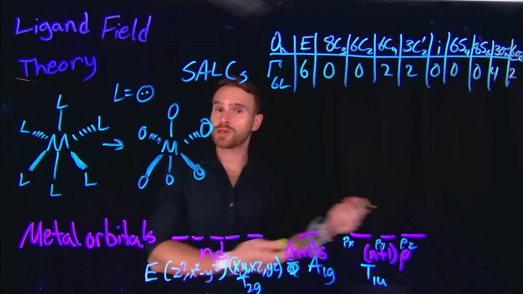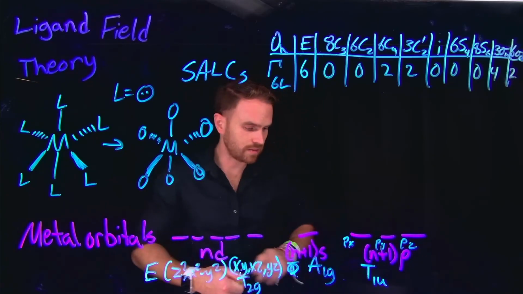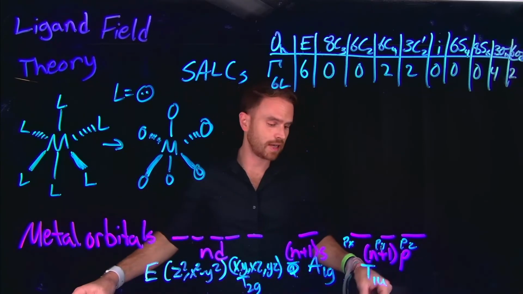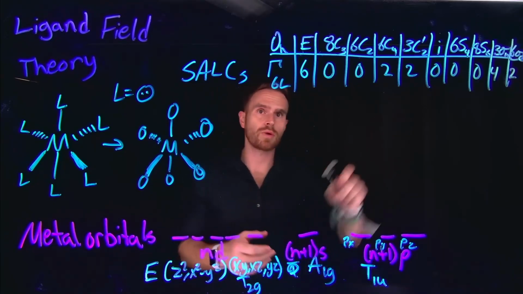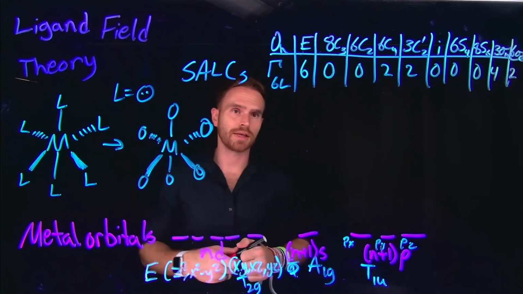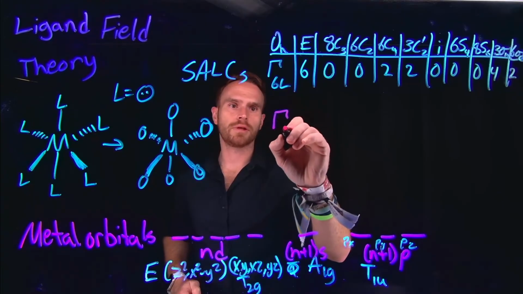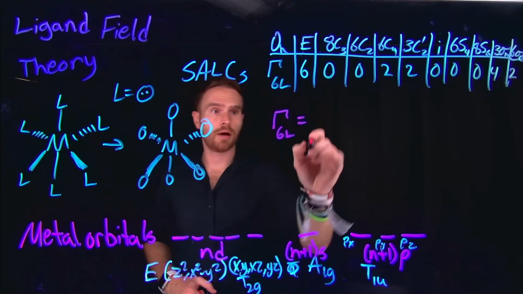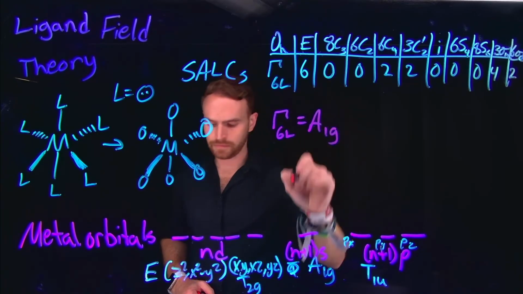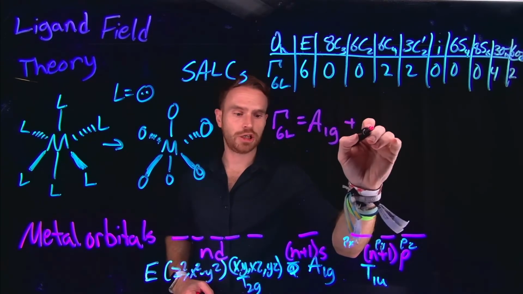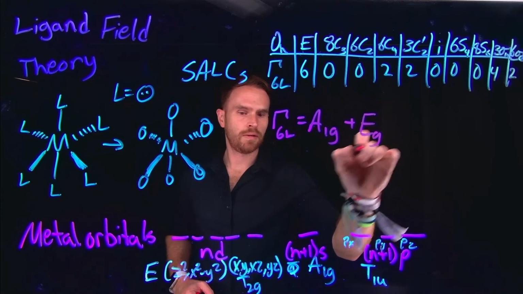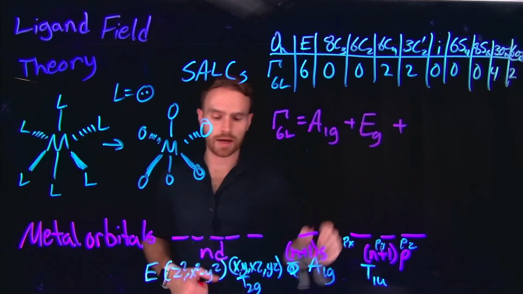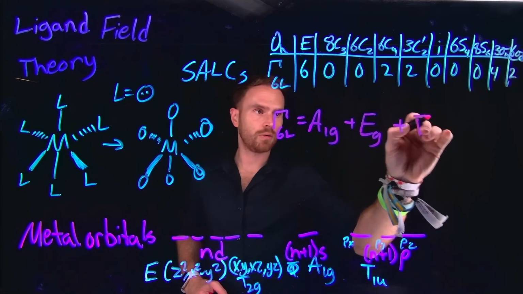And then you can use the reduction formula, just as you have in the past, to figure out which irreducible representations actually make up this reducible representation for these 6 sigma ligands. And if you were to do that, you would find that our reducible representation is made up of A1g, it is made up of Eg, and then it is also made up of T1u.